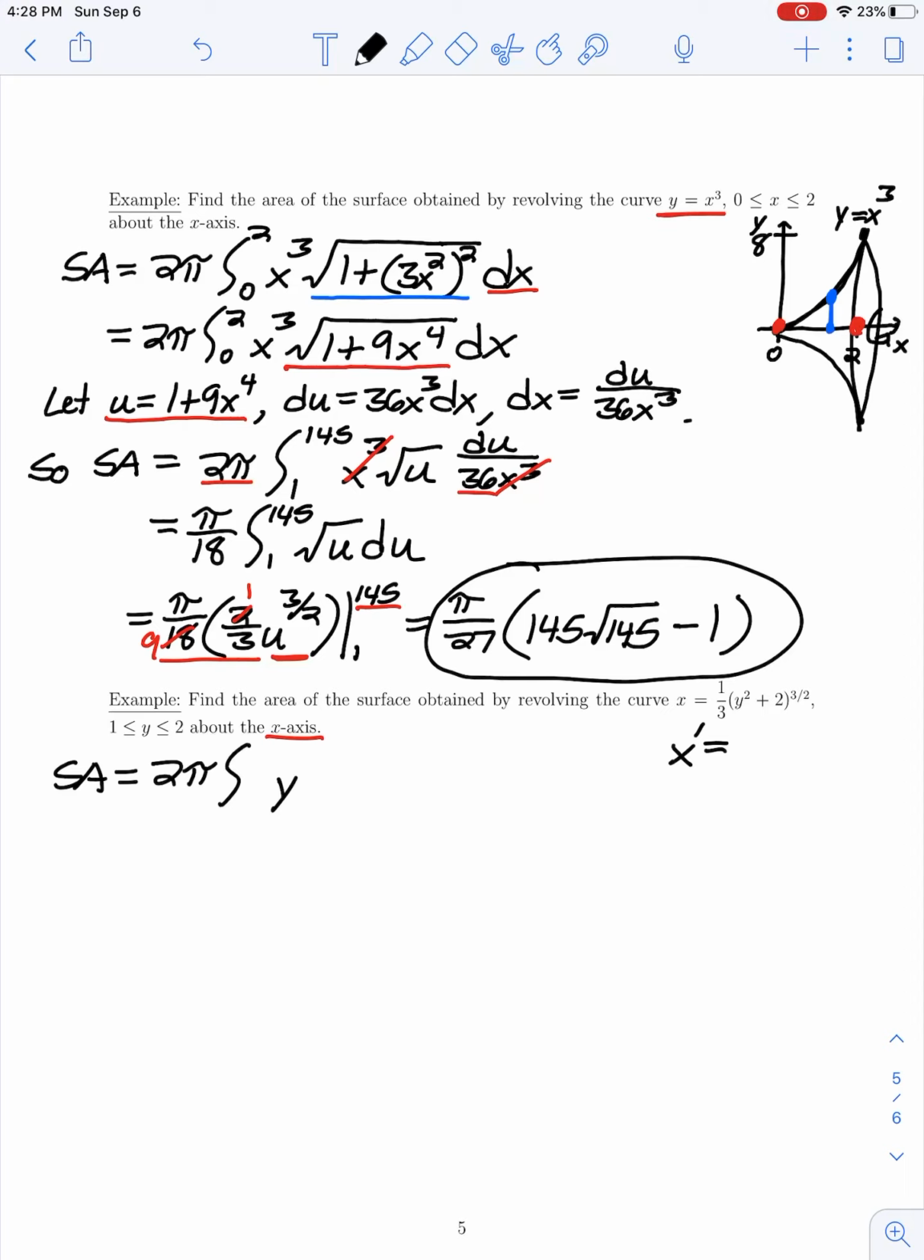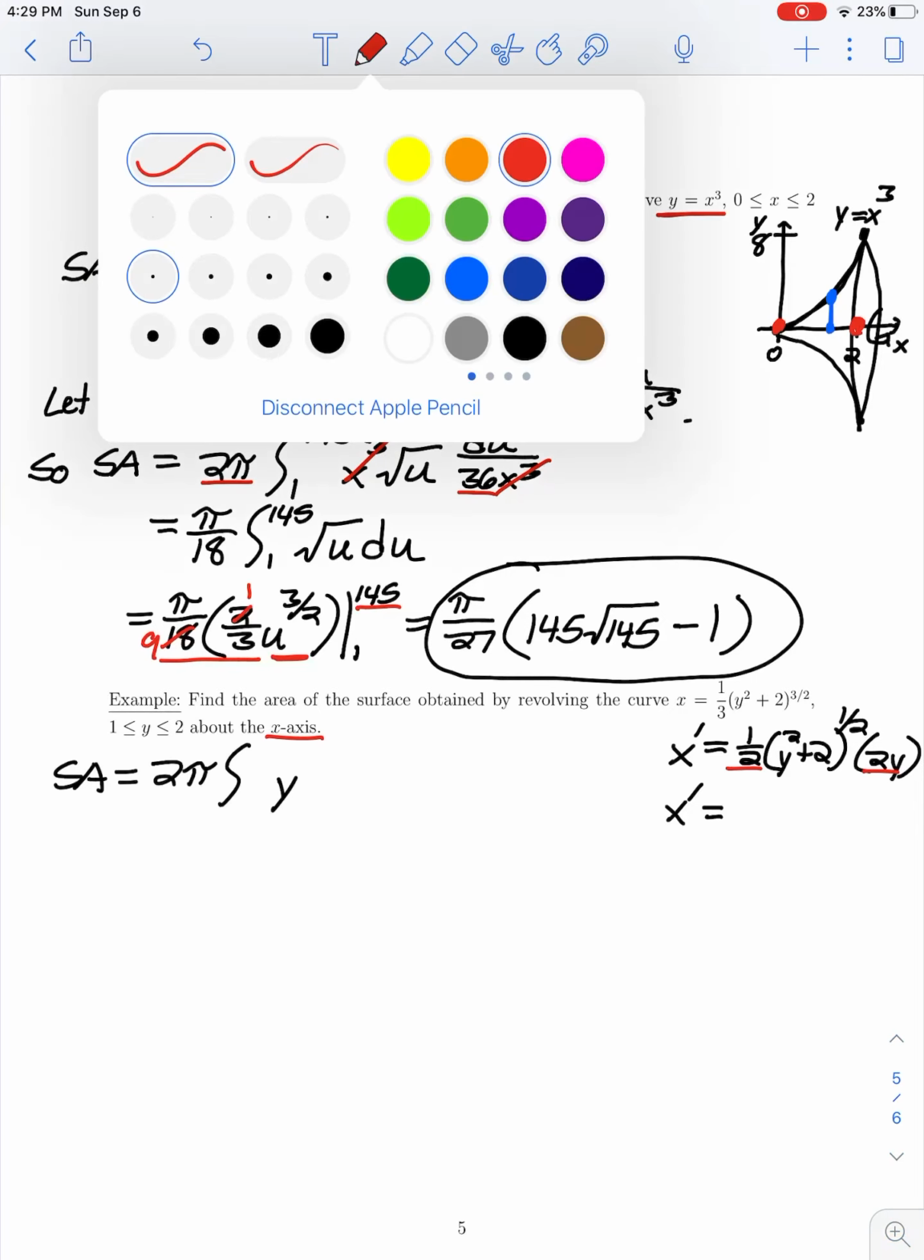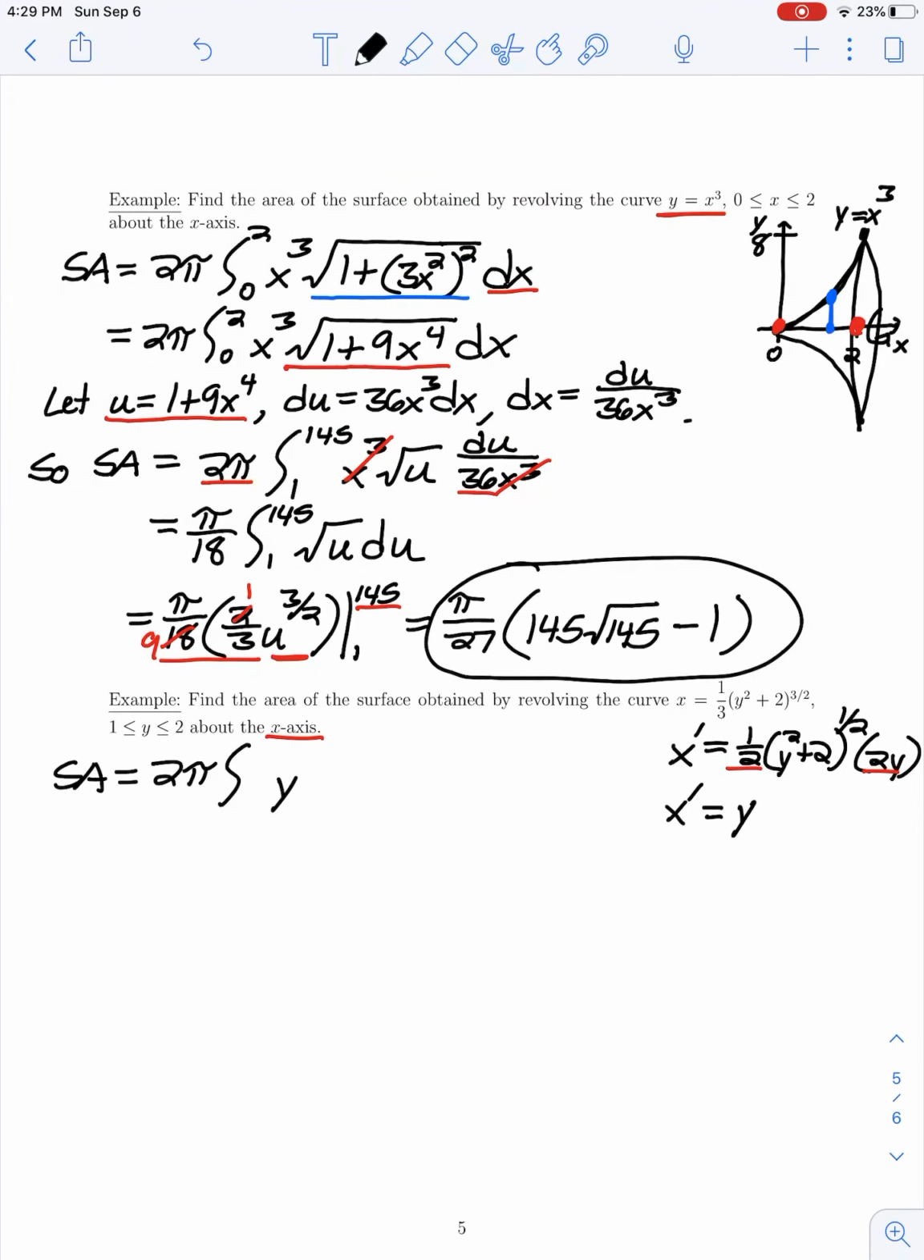So the derivative of the outer function would give us a 1/2 of y squared plus 2 to the 1/2 power. And then we multiply by the derivative of the inside function, which would be 2y. So simplifying a little bit, we have a constant 1/2 times the 2y would give us y, and then y squared plus 2 to the 1/2 is the same as the square root of y squared plus 2.